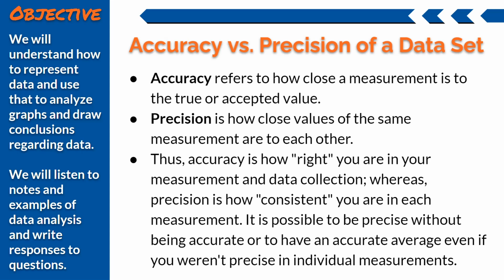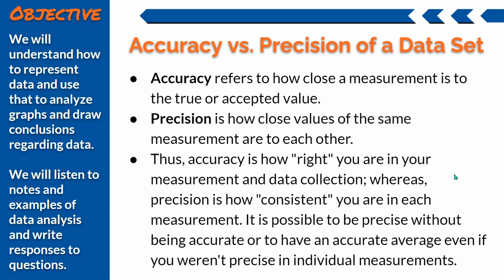Are you consistent? If so, that means you have precise measurements. And it could be a user error that makes you consistently wrong. It could be a measuring device error that makes you consistently wrong. But if you're consistent, you're precise. So it is possible to have precision without accuracy.